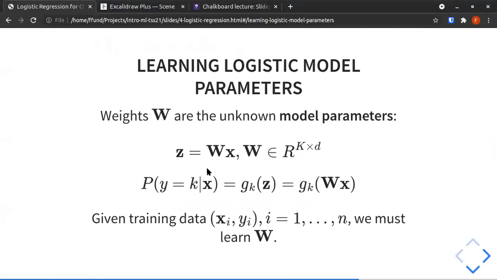So our weights are the unknown model parameters. We have a k by d matrix of weights, where k is the number of classes and d is the number of features. And we know that the probability of belonging to a particular class is going to be equal to g sub k of the weight matrix times x, where g sub k is that softmax function. And then we have a set of training data that will allow us to learn w, that weight matrix.